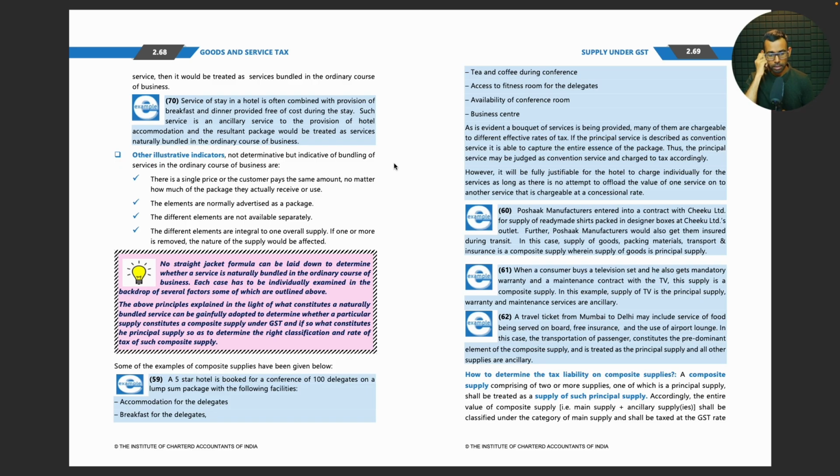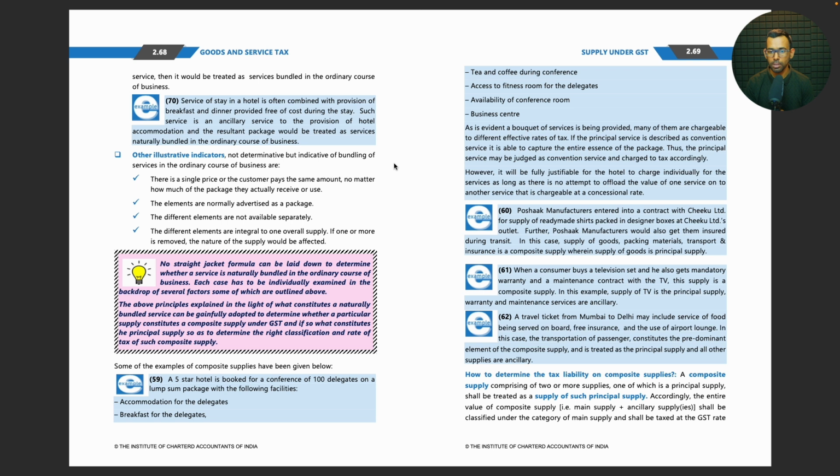Some of the examples of composite supplies have been given below. A 5-star hotel is booked for a conference of 100 delegates on a lump sum package with the following facilities: accommodation for the delegates, breakfast for the delegates, tea and coffee during conference, access to fitness room for the delegates, availability of conference room, business center. As is evident, a bouquet of services is being provided.